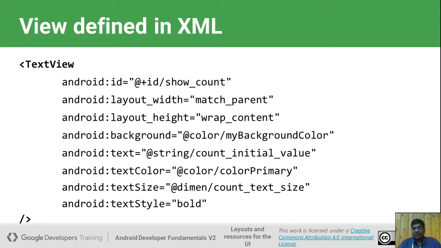Next is text color. If you want to choose a specific color for the text, then you use the text color attribute. Next is text size. If you want to change the font size of the text view, then you use the text size attribute. And next, you change the style of the text, like bold, normal. If you want to change the text style, you use the text style attribute.